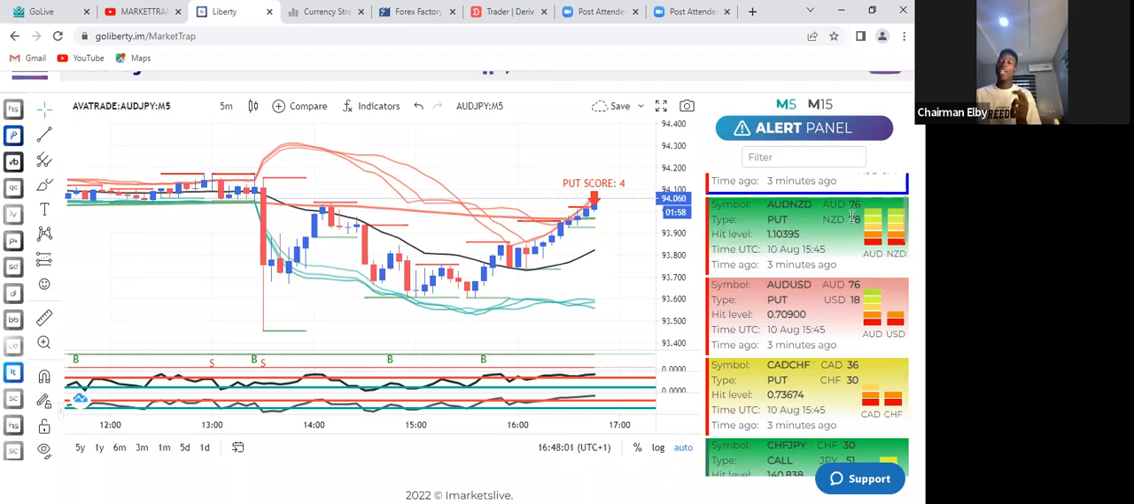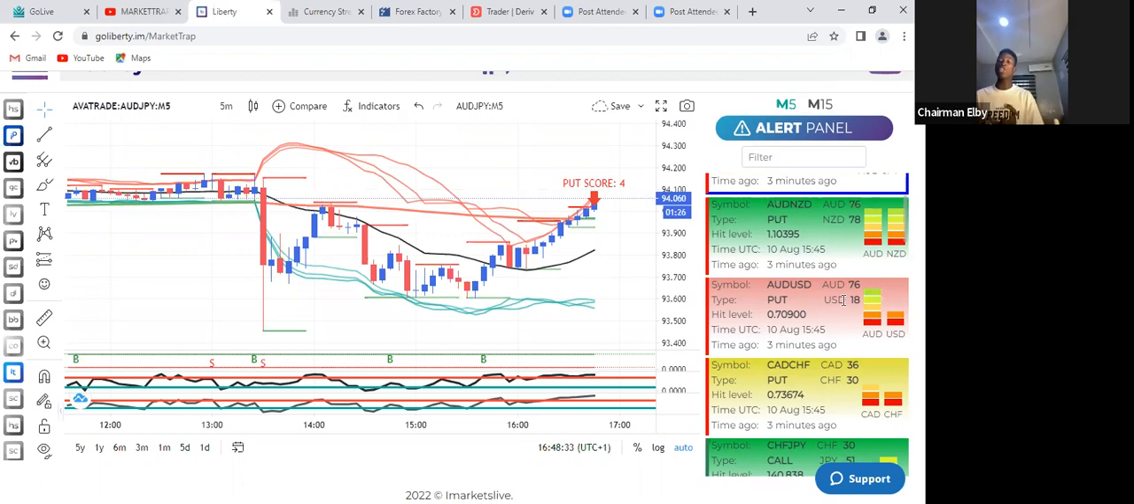We have AUD USD, right? Here the base currency is AUD and the quote currency is USD. Now look at this. AUD has 76 and USD has 18. Currently, as you can see, AUD is 76 and USD is 18. Automatically, you already know what that means for whatever you are doing as far as AUD USD is concerned.